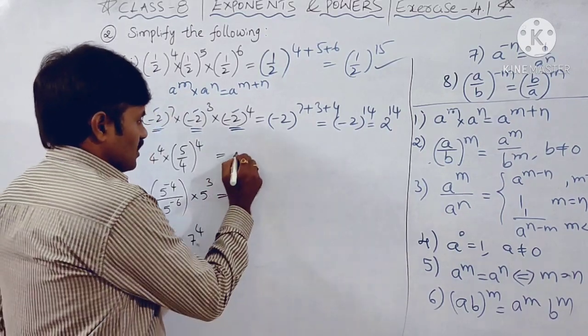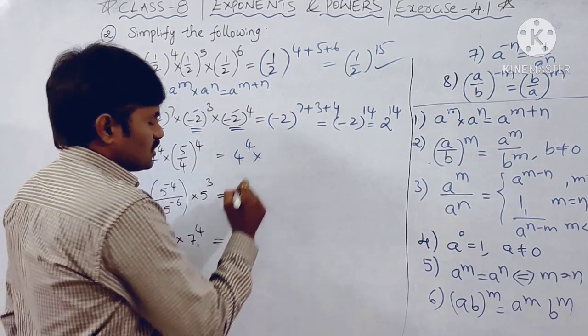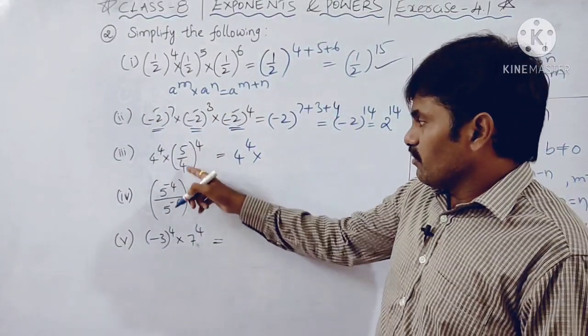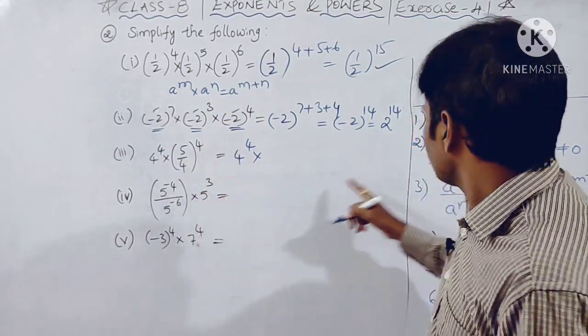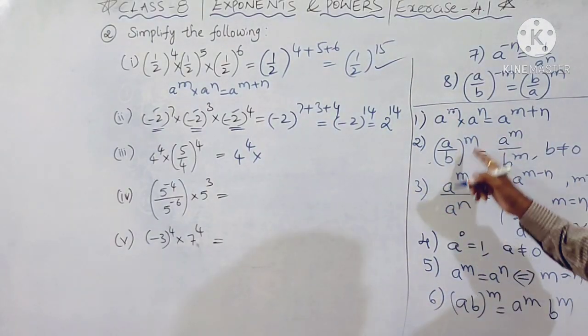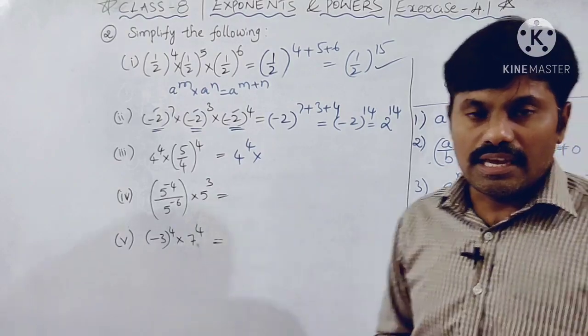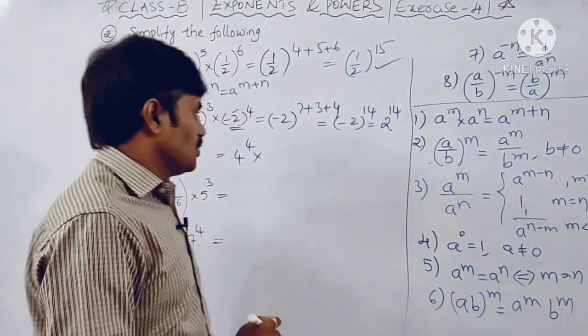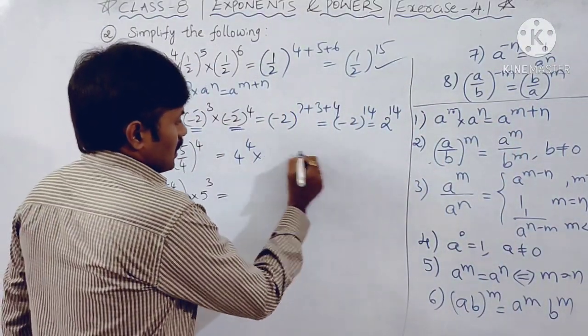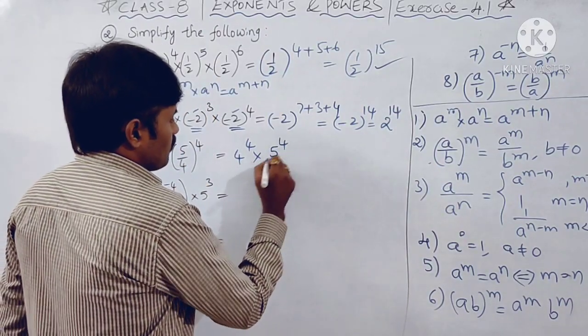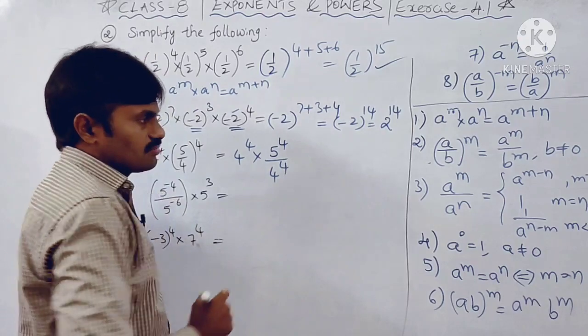And come to the third one. Here it is somewhat different: 4 to the power of 4 into (5/4)^4. (5/4)^4 is in the form of which formula among these? Yes, (a/b)^m. So it can be written as 5^4 by 4^4.